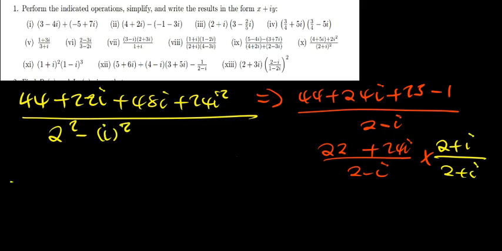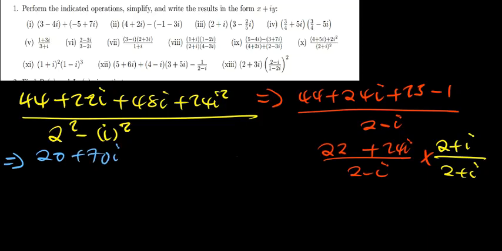Okay, so we'll now have 44. Now we know that this is going to be minus 24 because of that i squared. So 44 minus 24. What is 44 minus 24? That is 20, because 4 minus 4 is 0, 4 minus 2 is 2, so 20. Then these two we add, 22 plus 48. What is that? It is 70.